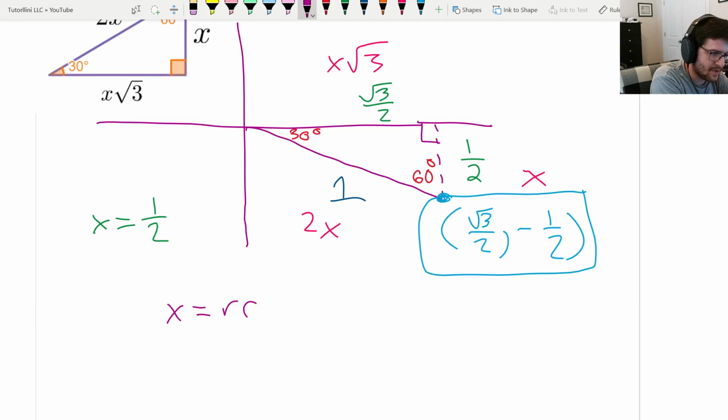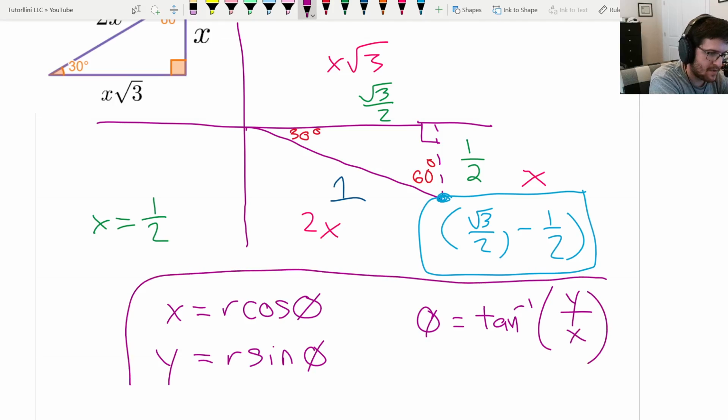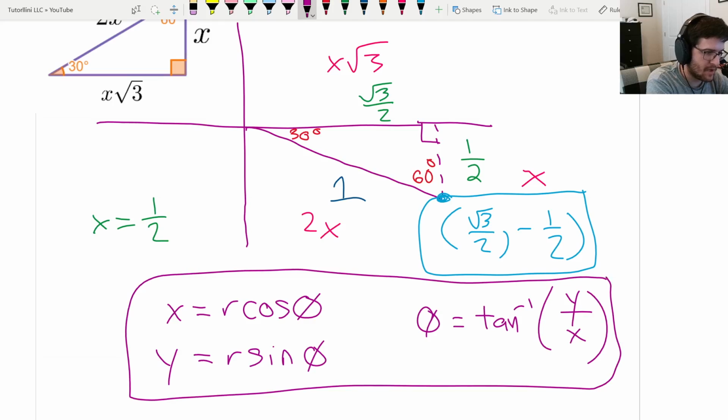So x equals r cosine theta. y equals r sine theta. And theta is equal to tan inverse of y over x. We already were given theta, so I just wrote that because it's related. We're going to use the ones on the left.